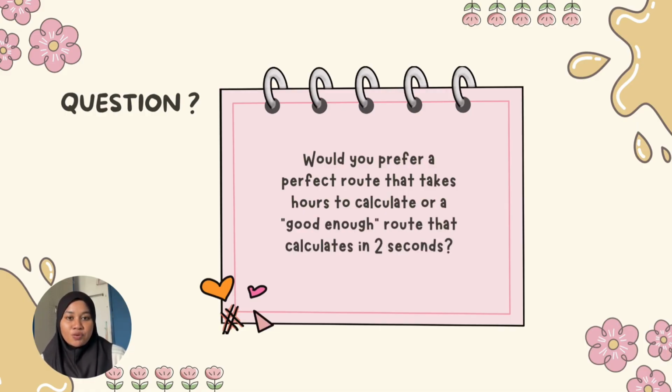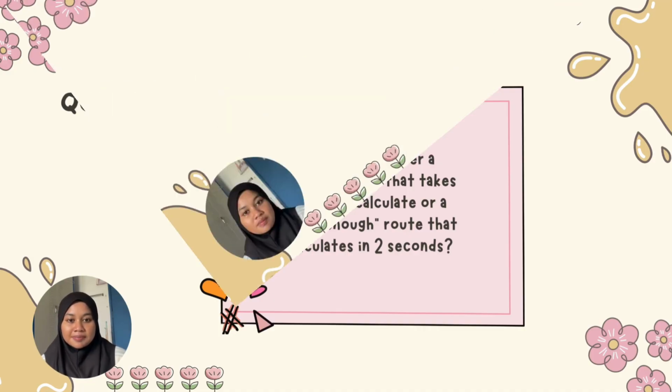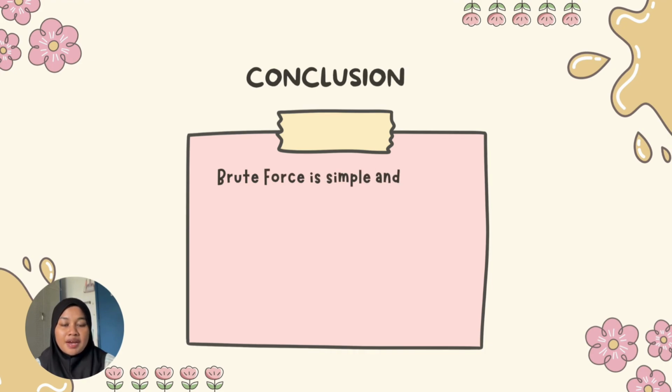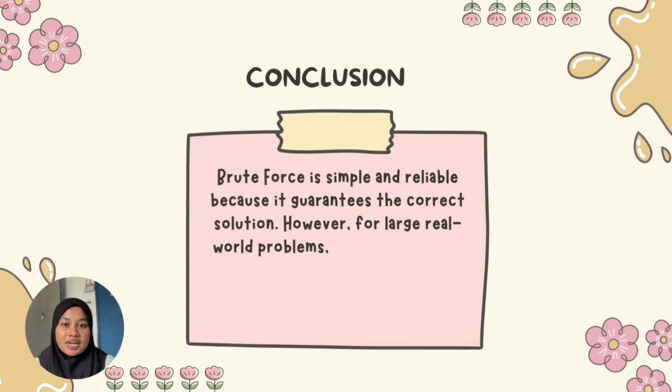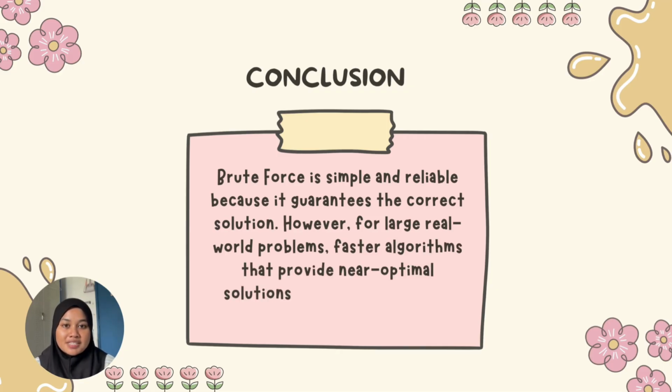My answer is I would choose the good enough route because it gives a faster response for users, is more practical in a real-world delivery service, and saves computing time and resources. Customers value quick service over waiting for a perfect route. Brute force is simple and reliable because it guarantees the correct solution. However, for large real-world problems, faster algorithms that provide near-optimal solutions are often the better choice.